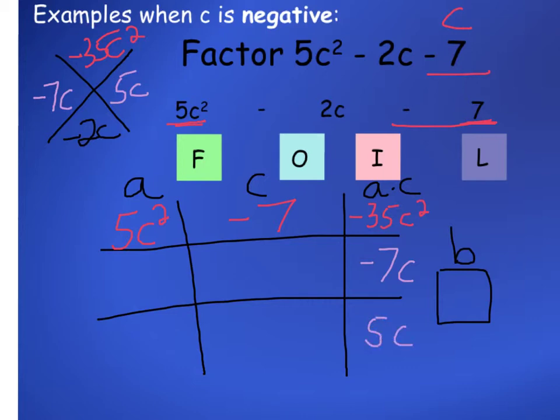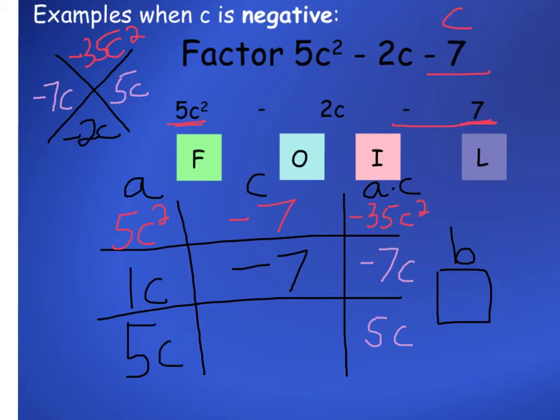Now we do greatest common factor. What's the greatest common factor between 5c squared and negative 7c? Well, that greatest common factor is going to be 1c because 5 and 7 have nothing else in common. What's the greatest common factor between negative 7 and negative 7c? Well, negative 7 can divide both of them. What's the greatest common factor between 5c squared and 5c? Well, there's a 5 in each and there's a c in each. So I'm going to write 5c.